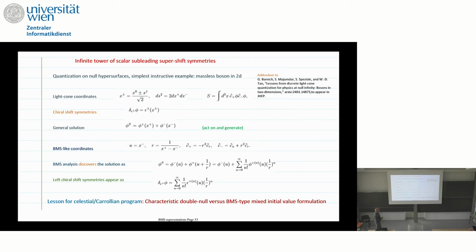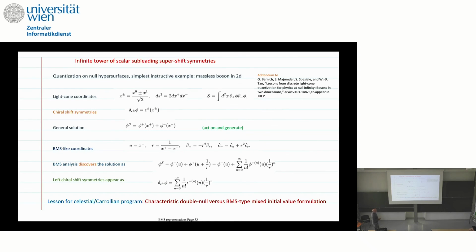So these are symmetries of this system here. And in fact, they are more than symmetries. In fact, they generate the general solution starting from a constant one, if you want, because one is acting on the right movers, the other one is acting on the left movers, and with these symmetries, you can generate the solution. Maybe not so surprising. But then, suppose you would be a BMS aficionado and that you don't know that double null is the way to go in this case, and you would do the analysis in BMS coordinates of this system. So what would you see?